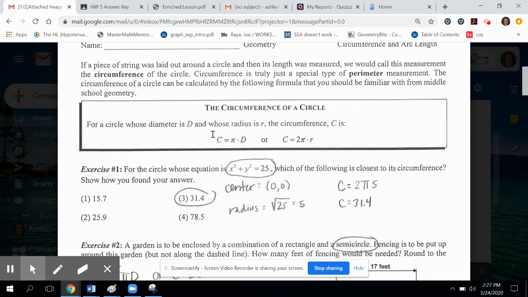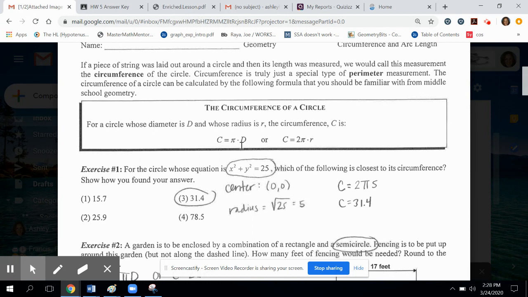So there are two circumference formulas. You worked with them quite a bit, probably in 8th grade. The first one is pi times the diameter, or you could also use 2 pi times the radius. Because 2 times the radius is the diameter, these formulas are interchangeable. Whichever one you feel more comfortable with is the one I would use.